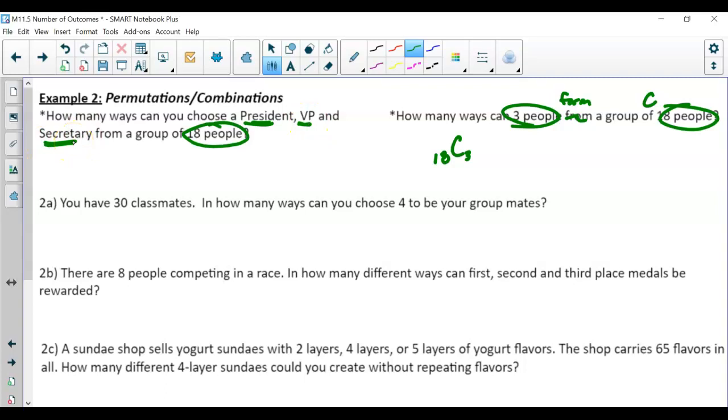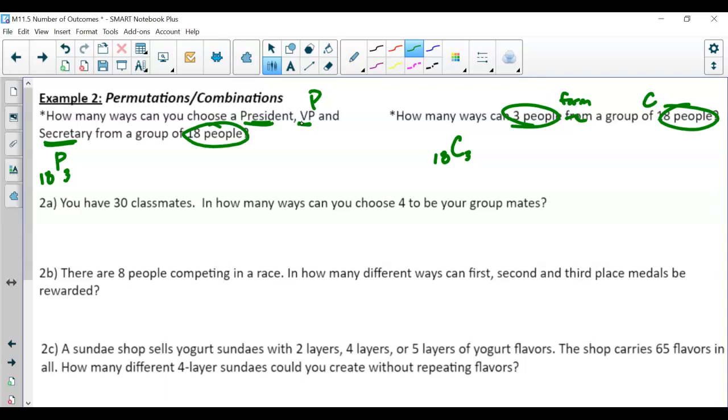That is your permutation because this is very specific. This is your 18 permutation 3. So you could solve this just like what we did before, where how many ways are there of getting a president? 18, then 17, then 16, right? Because a person can't be a president and vice president and secretary. So you can't have that.